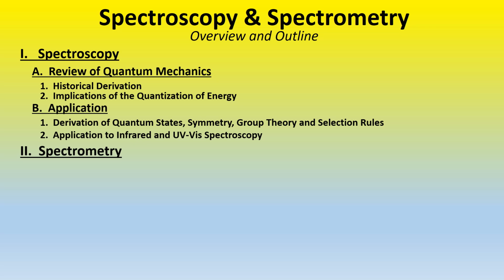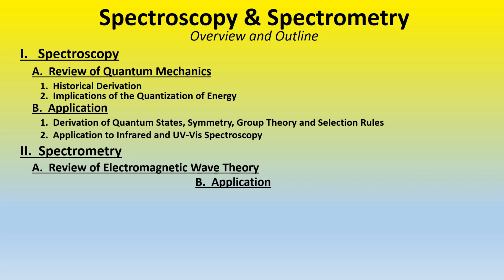In the second set of videos, you will have a brief review of electromagnetic wave theory, and then in some detail again individually, how those electromagnetic waves interact with matter in various applications. Specifically, Raman spectroscopy, electron spin or paramagnetic spin, nuclear magnetic resonance, and mass spectrometry.